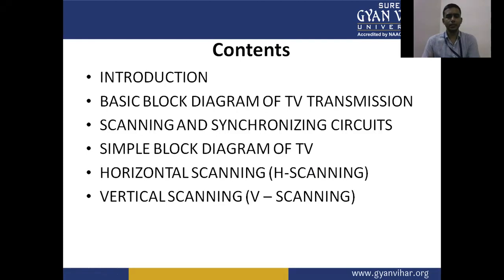The main content of this video lecture is the introduction, basic block diagram of transmission of TV system, scanning and synchronizing circuits, simple block diagram of TV, horizontal scanning, that is H scanning, and vertical scanning, V scanning. So these are the main contents of today's lecture.